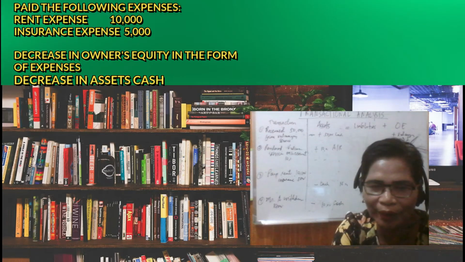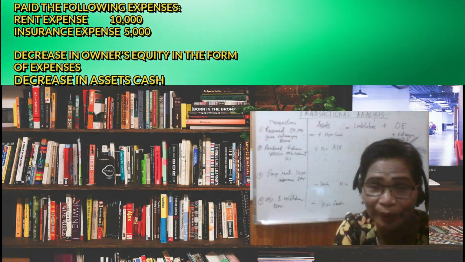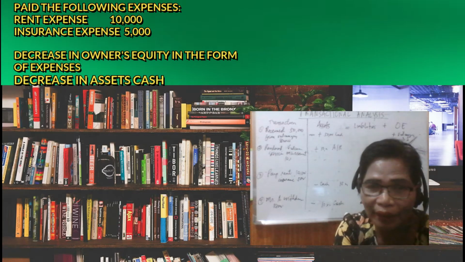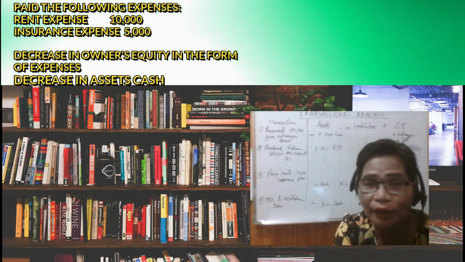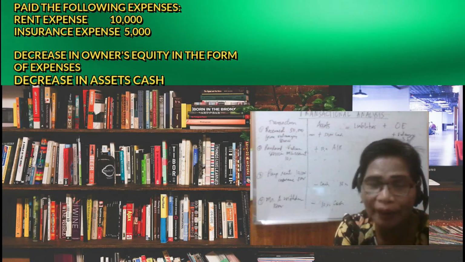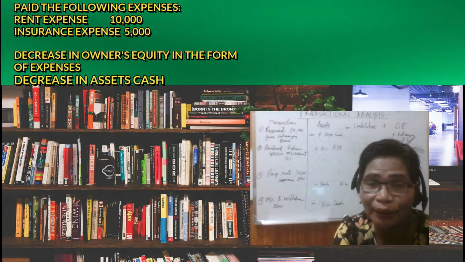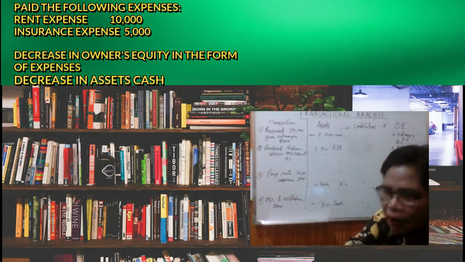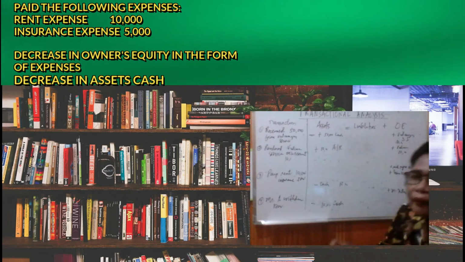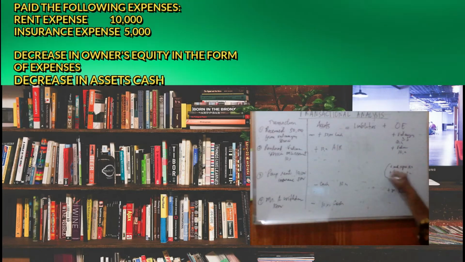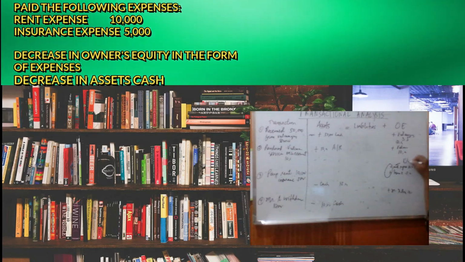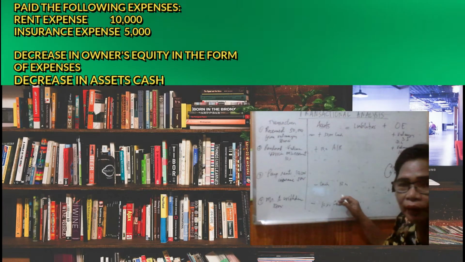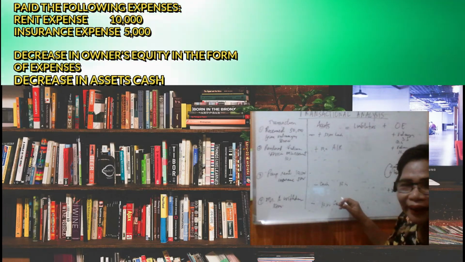That is one of the points that I have given you in the previous videos. So expenses tend to decrease owner's equity. There is an increase in the expenses, but it will tend to decrease owner's equity. So the effect here is a decrease in the owner's equity, even though there is an increase. So this will also decrease owner's equity, and there is a decrease also in the cash of 15,000. So you can consolidate. Okay?